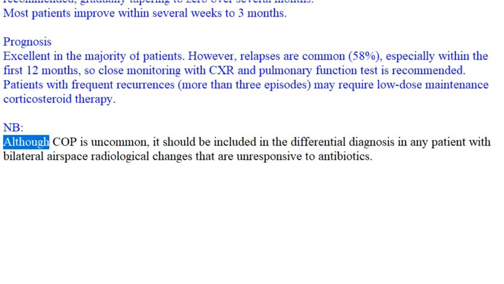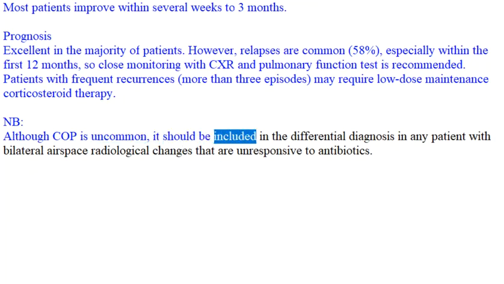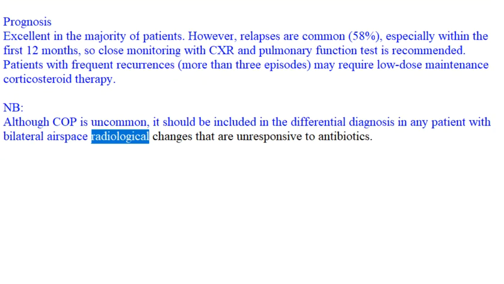NB. Although COP is uncommon, it should be included in the differential diagnosis in any patient with bilateral airspace radiological changes that are unresponsive to antibiotics.